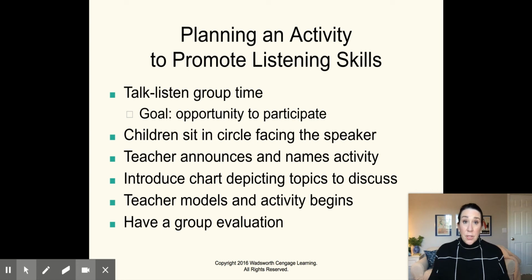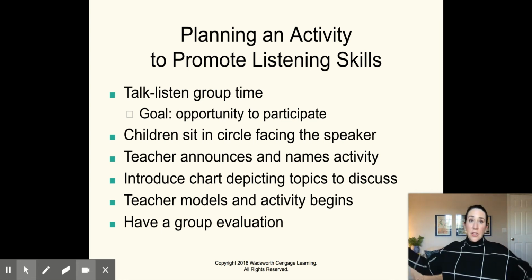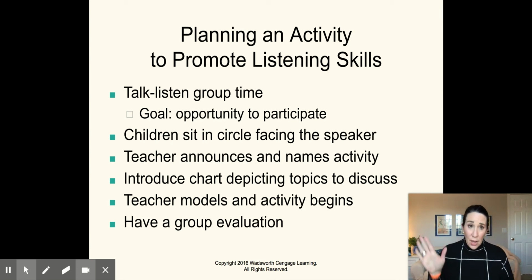So you want your children to be able to see you, right? So if you can't do circle, and I don't call it circle time because we don't always have a space in our classroom where we sit in a circle. So if we're not sitting in a circle, why would we call it circle time? Especially for children that we're trying to teach what a circle is. So call it group time.